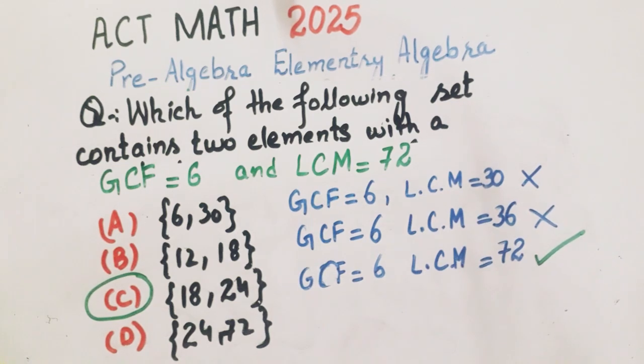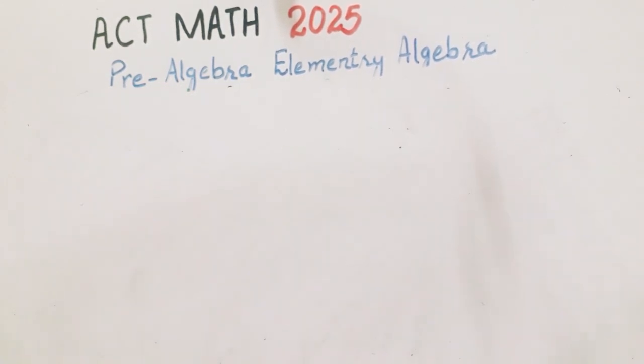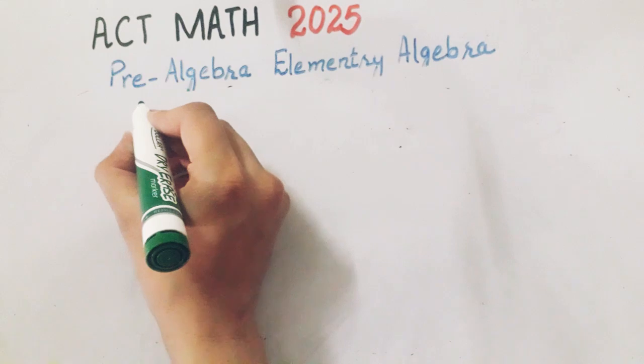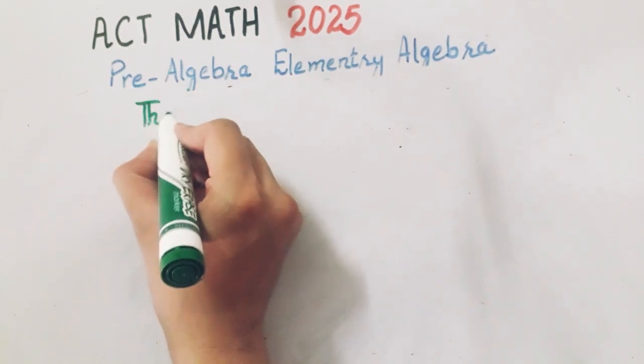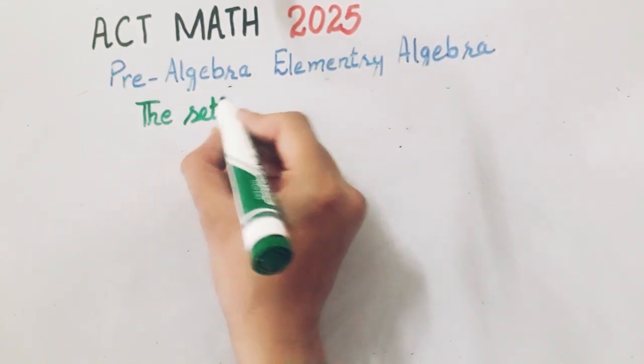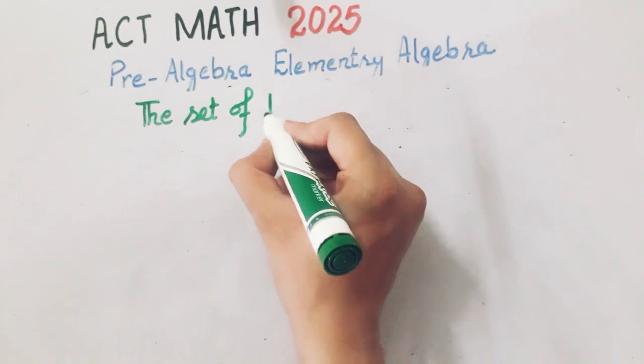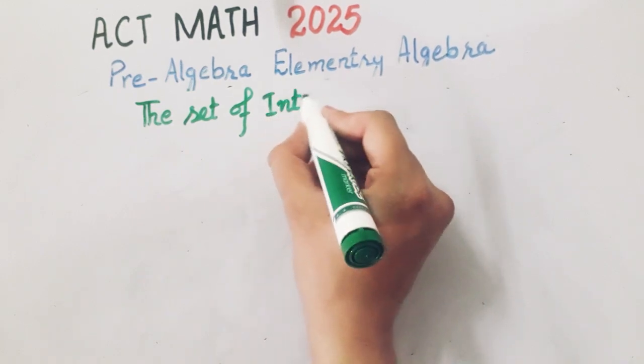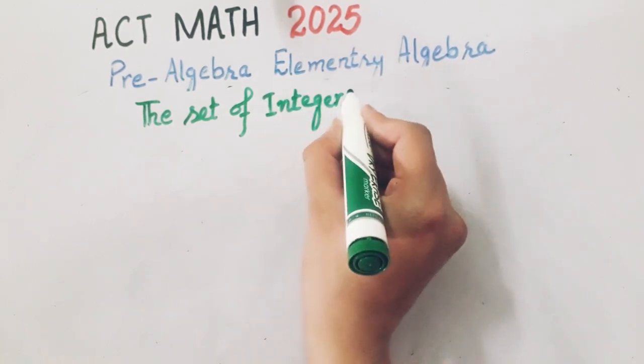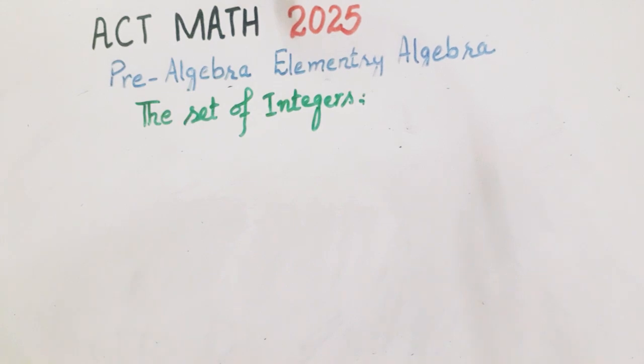Now we will understand some other concepts. So now we will study an important concept, the set of integers. The set of integers is comprised of the set of whole numbers, their negatives, and 0.